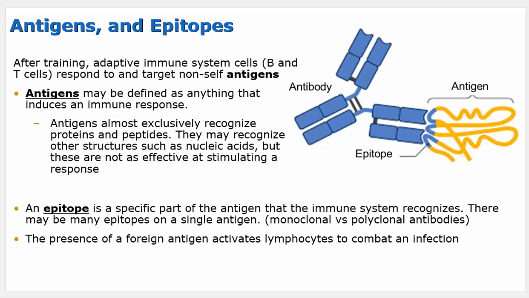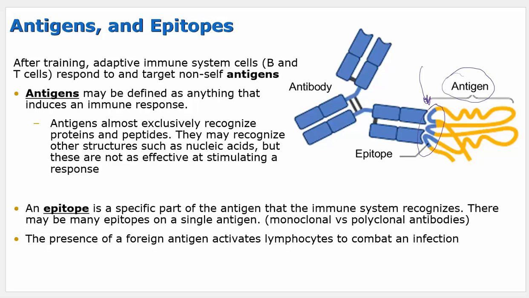So when we look at an antigen over here, we can see the antigen is this full peptide or protein, but there's only a small part of it that the immune system will actually see. In this case, this is an antibody again. Could be a T cell receptor. But this region that it actually recognizes is called an epitope. Okay.